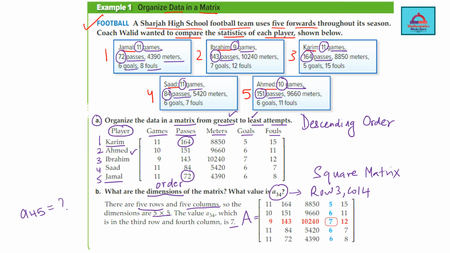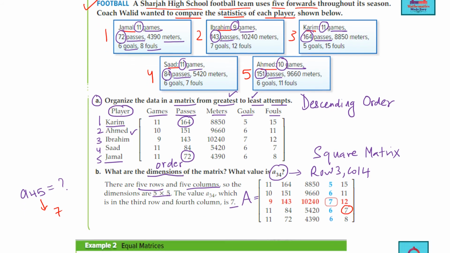Okay, so have you got the same answer? 1, 2, 3, 4, fourth row; 1, 2, 3, 4, 5, fifth column. So this is 7 again. So that's how, I hope you've understood, a word problem on organizing data in a matrix works.